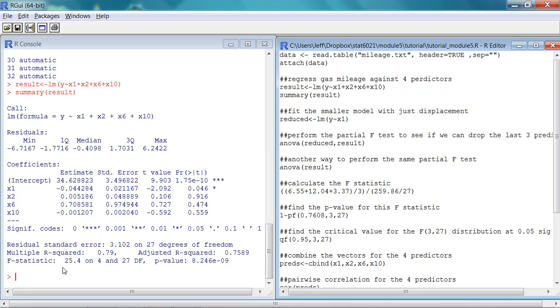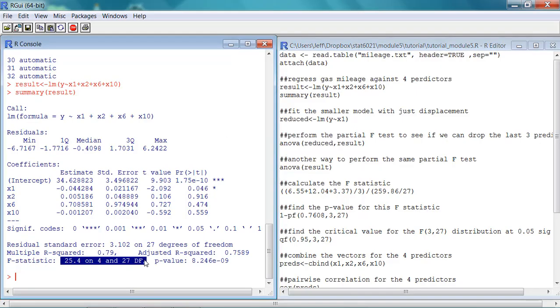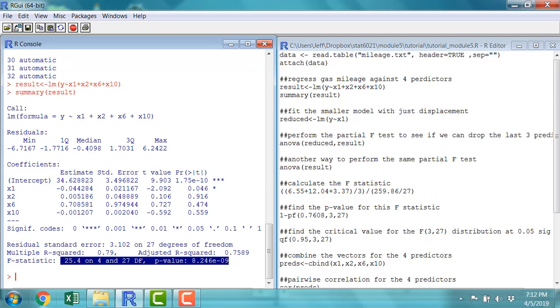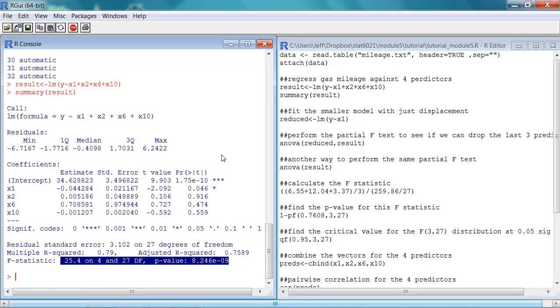So first things first, right? The ANOVA F-test tells us whether this model with the 4 predictors is useful in predicting the response, and we notice that the p-value associated with this ANOVA F-test is really small, which means we reject the null hypothesis, and our conclusion is that this model is useful in predicting the response. So that's one thing we take note of.